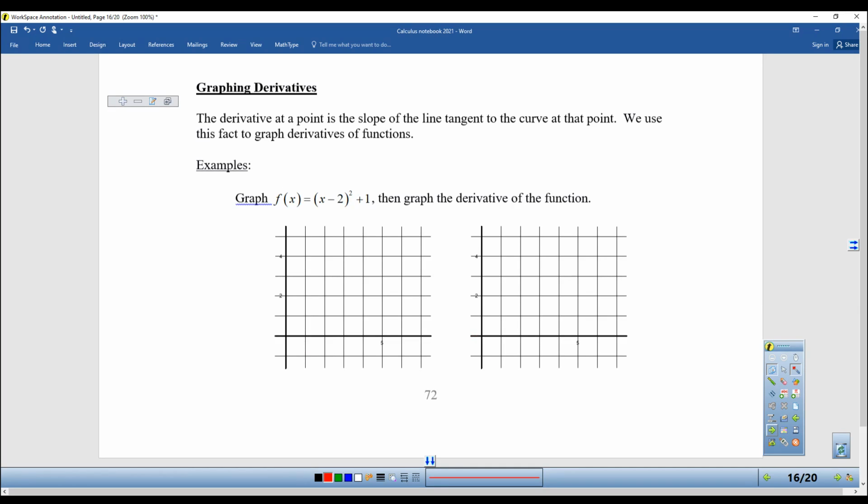All right, this, in my opinion, is a super fun section. These are like little puzzles. So we're going to make this graph. So it goes to the left 2 and up 1. It's a basic parabola. So 1, 1, 2, 4. 1, 1, 2, 4. We have a parabola.